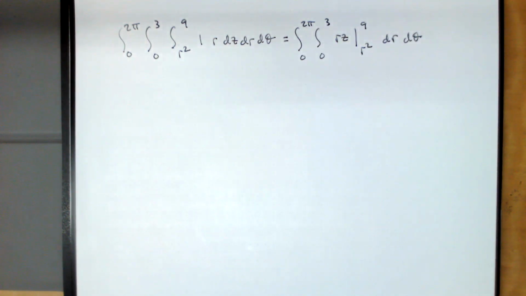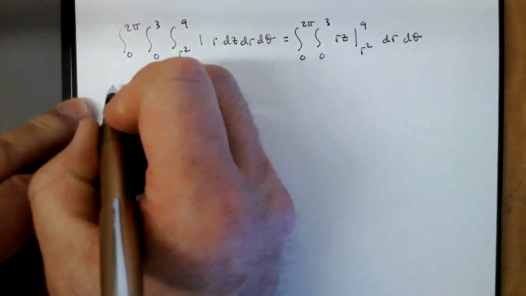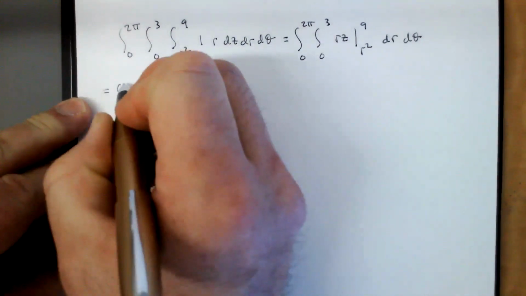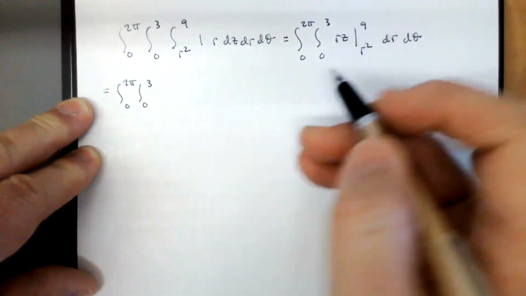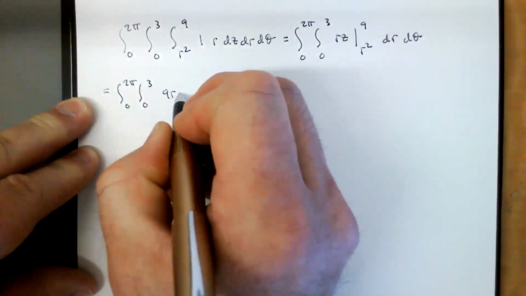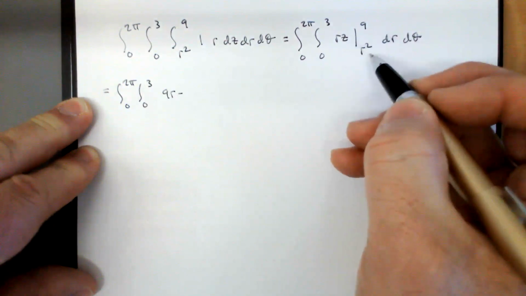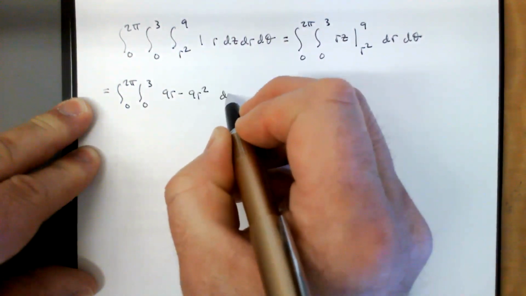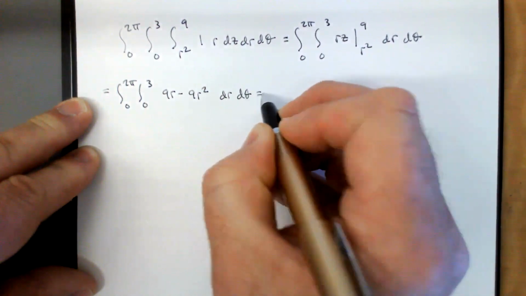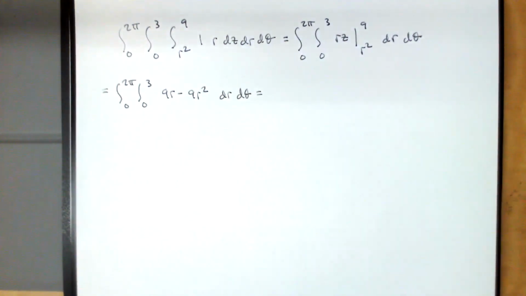Now we're plugging in z equals 9 and z equals r squared. So we'll have 9r minus 9r squared dr d theta. Any questions?